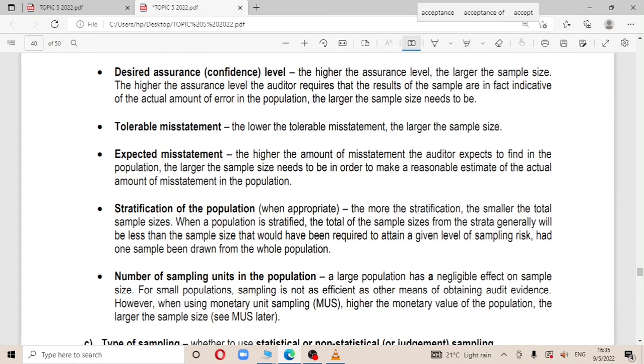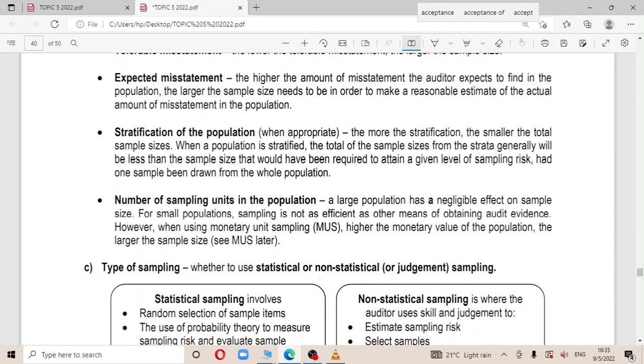Tolerable misstatement, we already looked at that. The lower the tolerable misstatement, the larger the sample size. If you want to tolerate fewer misstatements, you only want to accept fewer misstatements, then you audit more. You get it? Because you have to audit everything and find that there is no misstatement. Expected misstatement: if you expect high levels of misstatement, then you audit more.